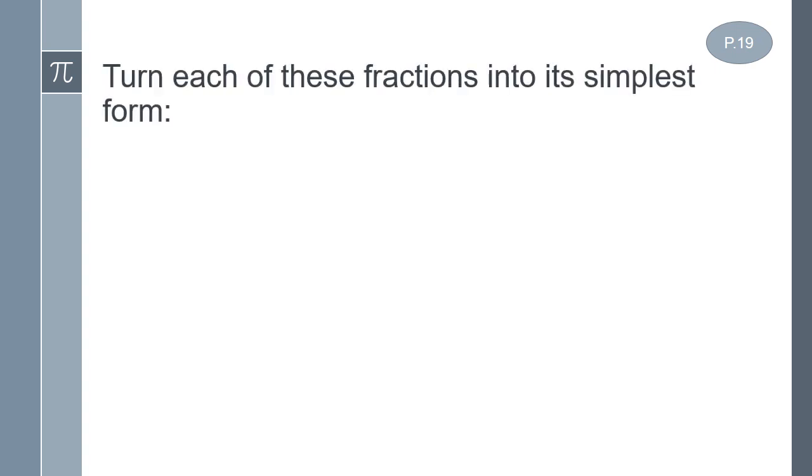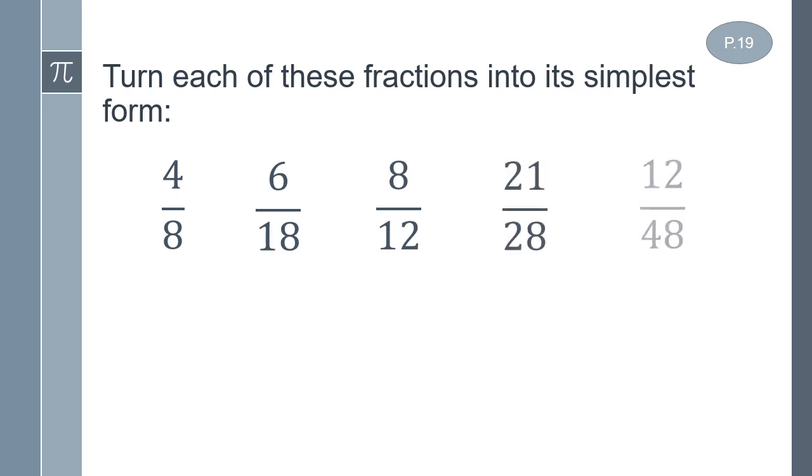So this exercise I'm about to give you will help you with the questions on page 19 of the booklet. So I want you to turn each of these fractions into its simplest form. So for each fraction, you need to find a number that both the top number and the bottom number divide by without leaving any remainders. So pause the slide at this point and have a go at finding the simplest form for each of these fractions.